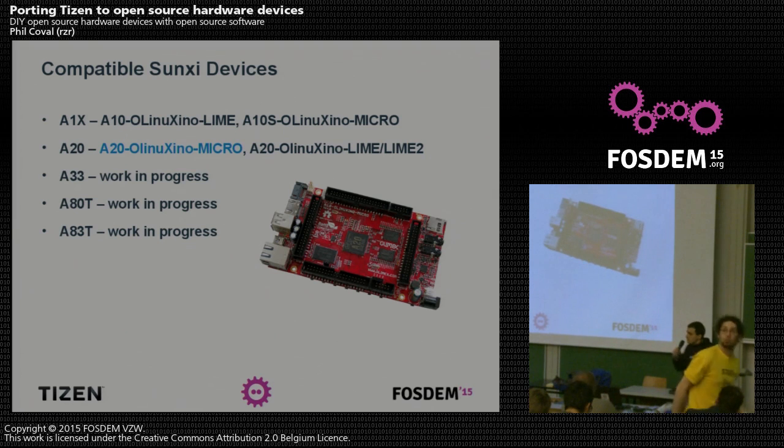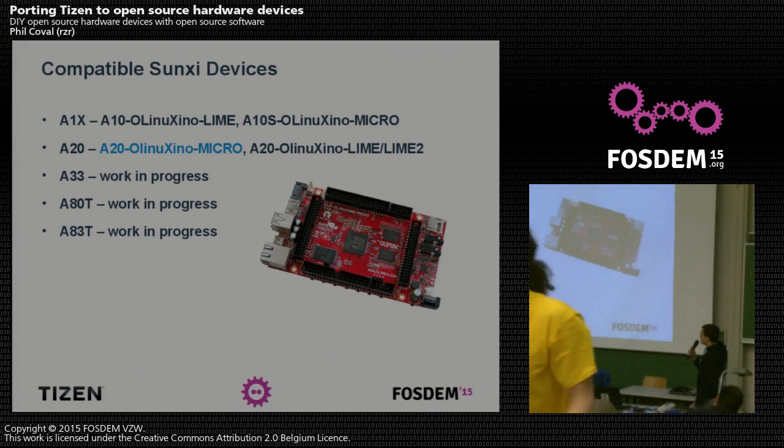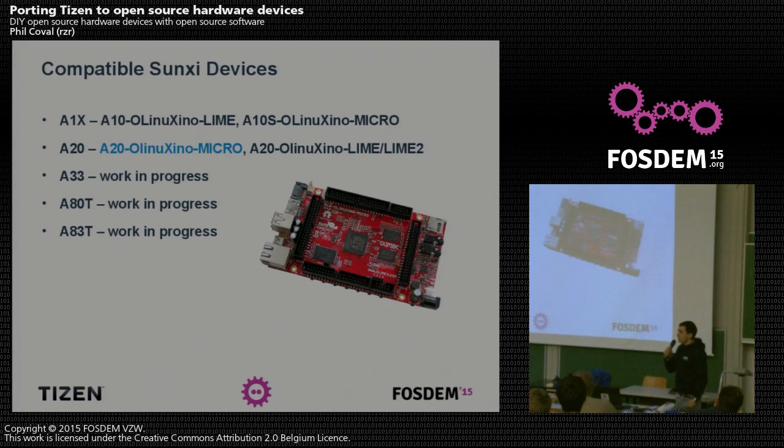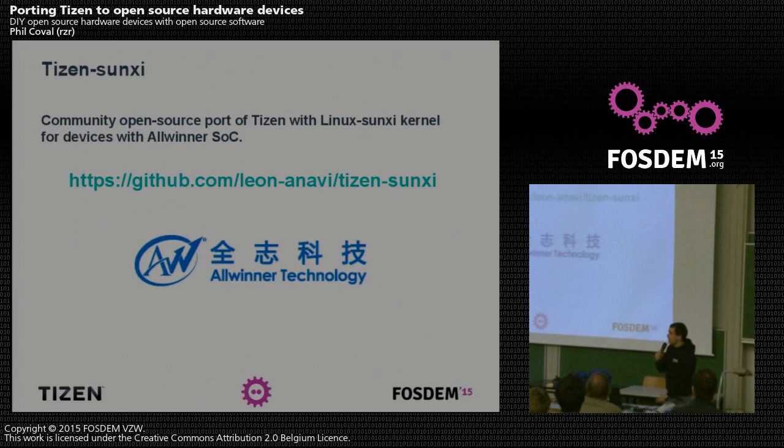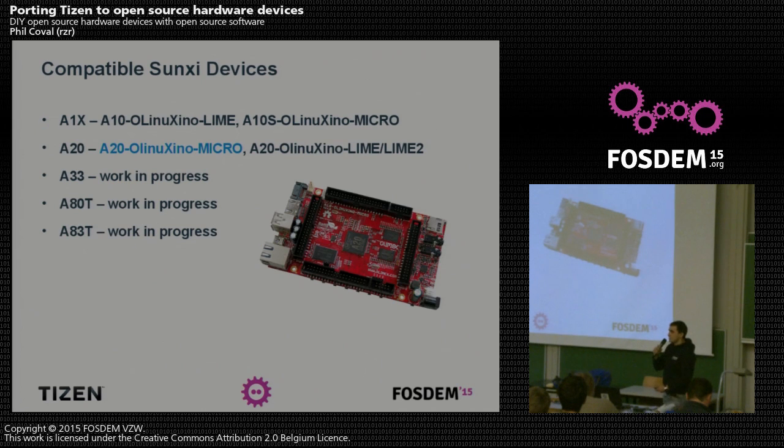So the boards that you see here are with A10 and A20 systems on a chip. We have Tizen working on them. This is my personally favorite board, A20 Linux Micro. You can visit the GitHub page. There are some tutorials there, as well as links to download images. You can flash these images on a micro SD card, plug the micro SD card into the board, and get it running really quickly.